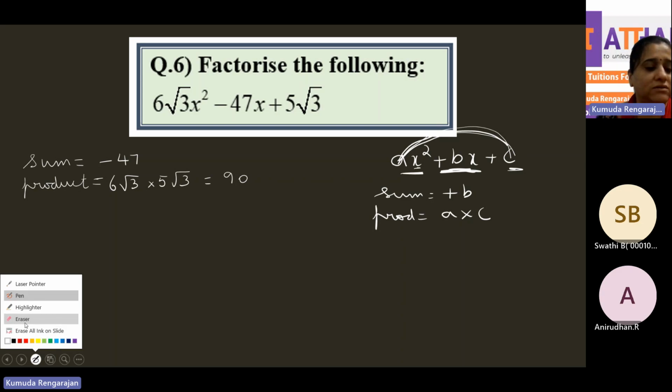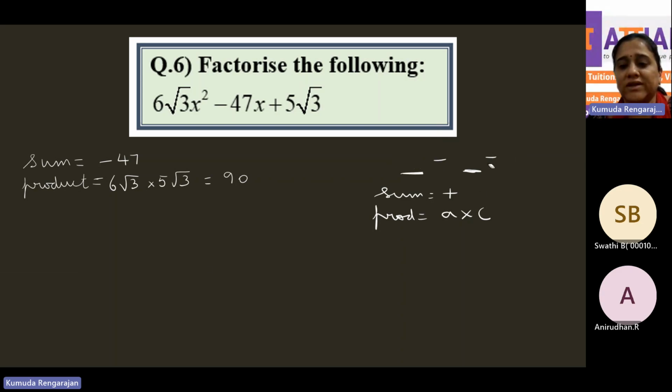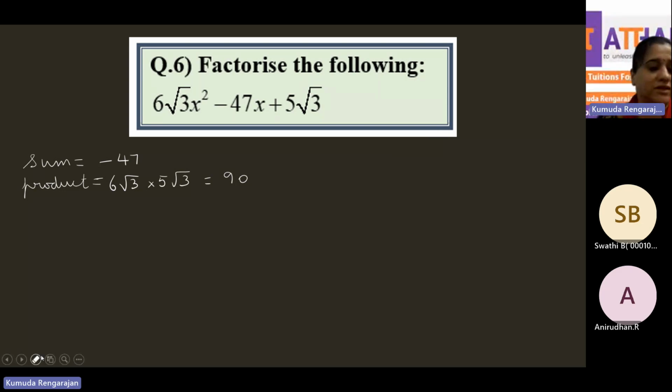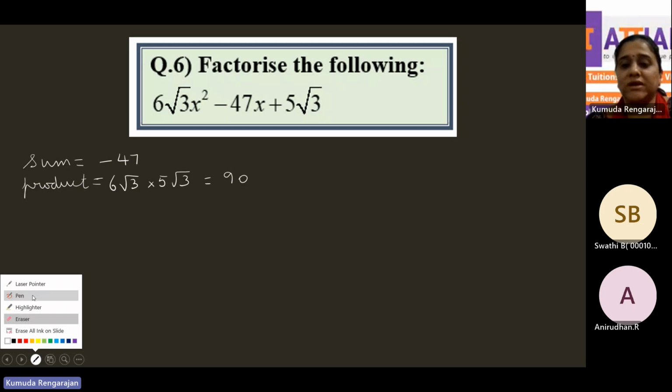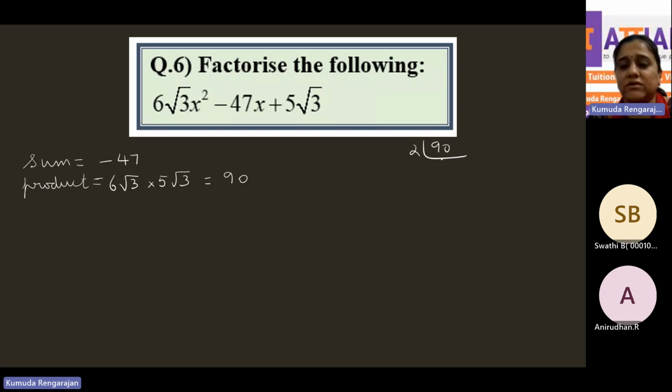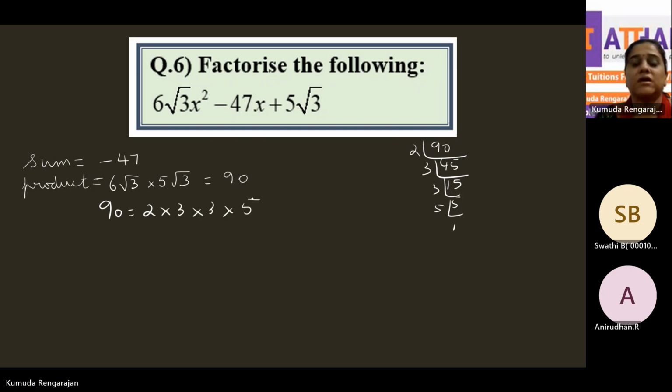Now, how do you find the two numbers? Let's find the factors of 90. 90 is 2 into 45, 3 into 15, 3 into 5, and 5 into 1. So 90 is equal to 2 into 3 into 3 into 5, correct? Now, since the sum does not have a surd, it does not have any root 3 or root 7 or root 5.